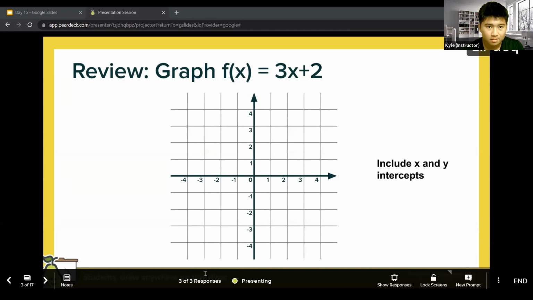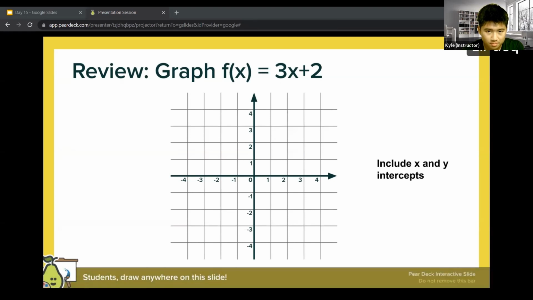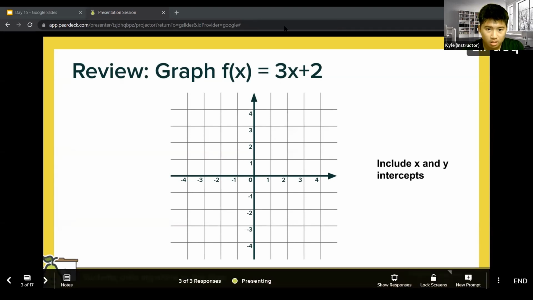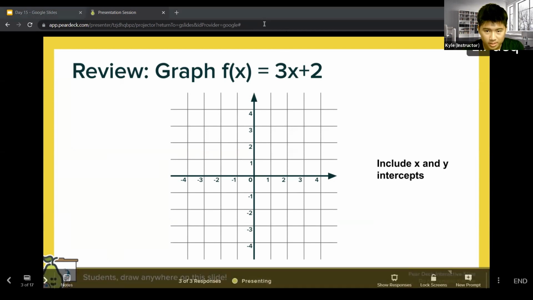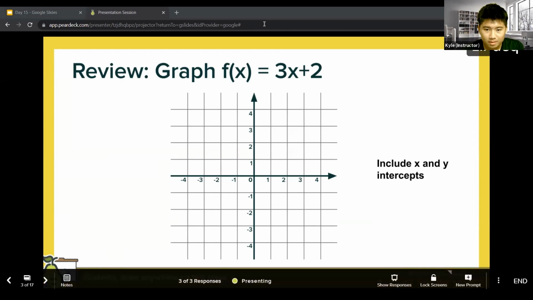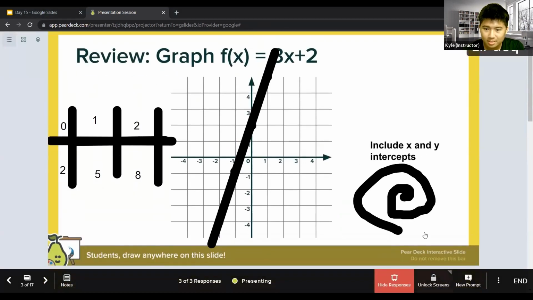Okay. Okay, are you guys done? I think so. Okay. So let's show responses then. So we have this. Okay, this graph.